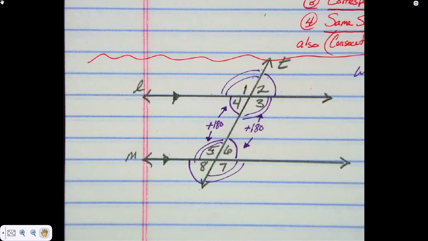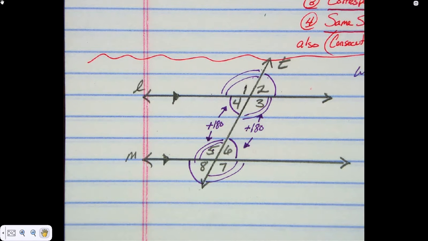Now, if you look at these, and you look at this transversal right here, everybody look up here. Angle 1 and angle 2, y'all would say we're beside each other, right? How do they relate to each other? They add to 180. Say add to 180. Let's make it simple.